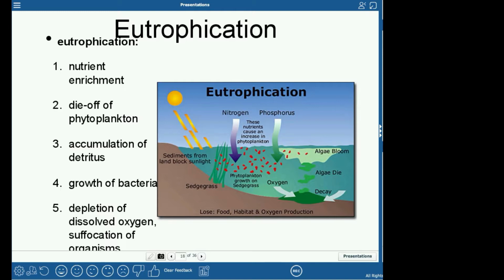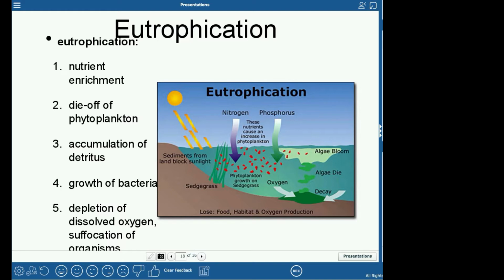Then we have the problem. What happens is you get extra nutrients coming into the water. When you get all those extra nutrients, it usually causes a bloom of algae. Those algae use up all the nutrients, and then they bloom and then they die. When they die, they sink to the bottom right here, and then they start decaying. When they decay, they're going to use oxygen. Bacteria are going to grow, and they're going to use oxygen to do these things. That's going to cause a problem because it's going to deplete the dissolved oxygen in this water, and it means that there's no more oxygen left for fish and other animals to grow.